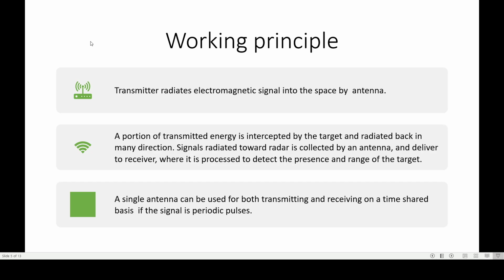Now, this is what I have already explained. The transmitter radiates an electromagnetic signal into space by the antenna. A portion of the transmitted energy is intercepted by the target and radiated back in many directions. Signals radiated towards the radar are collected by an antenna and delivered to the receiver, where they are processed to detect the presence and range of the target. A single antenna can be used for both transmitting and receiving on a time shared basis if the signal is periodic pulses.